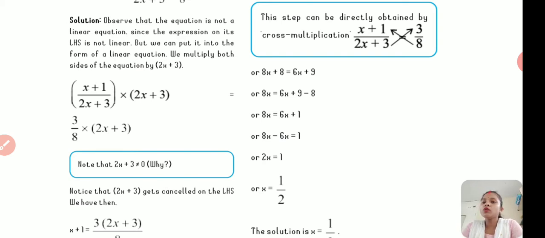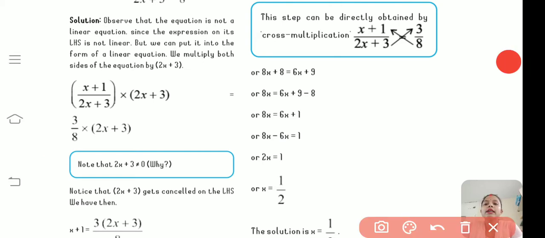Then we have to transpose and find the value of x. How will we do it? By transposition. We will transpose the variable to one side and the constant to the other side. Now I am going to transpose 8 from the left to the right hand side. Now I am getting 8x = 6x + 9 - 8, that is 6x + 1. After that we again have to transpose.